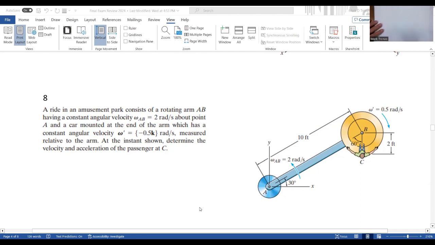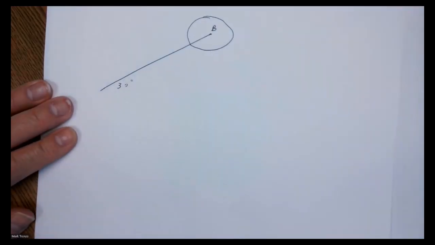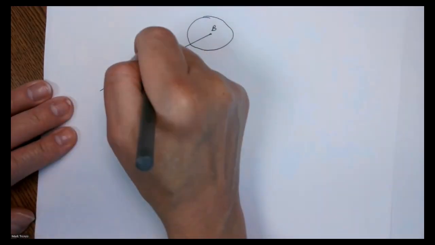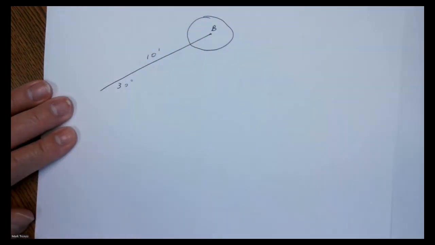And so let's maybe sketch that. So we have a 30-degree angle, and we have this thing, that smaller circle rotating about B. And let's sort of write that down. So we have this, and we know that this is 10 feet.